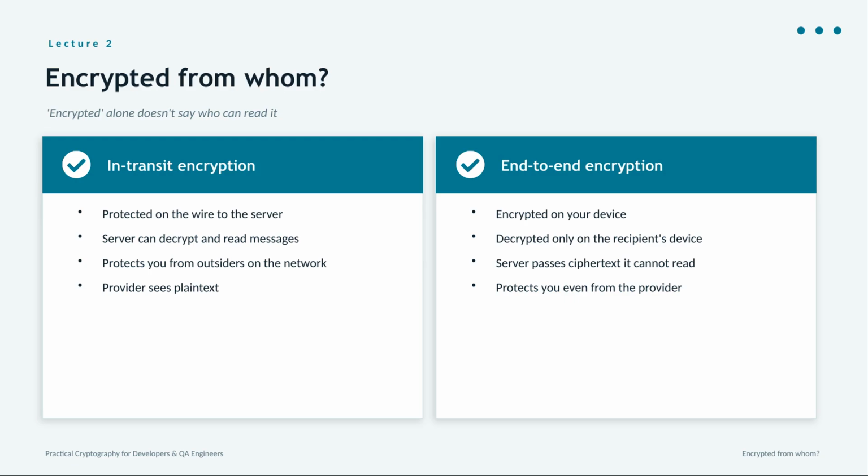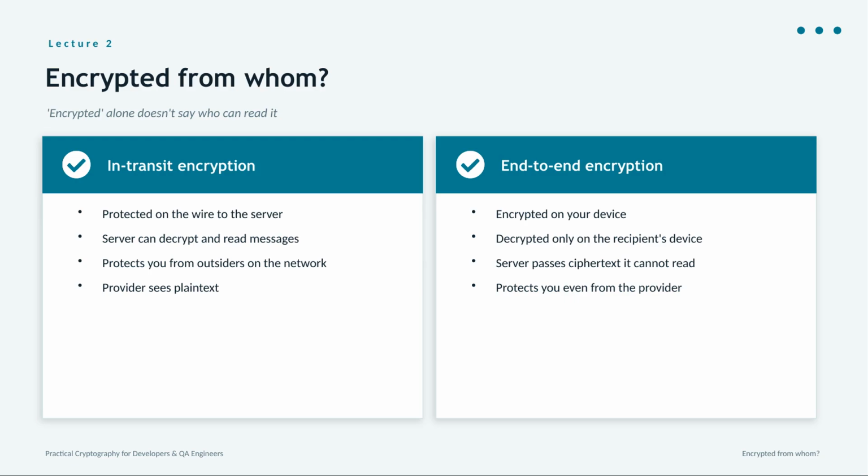End-to-end encryption, like Signal and WhatsApp use, is different, because the message is encrypted on your device and can only be decrypted on the other person's device. This means that your message stays completely private. The server in the middle just passes along scrambled data that cannot be read.